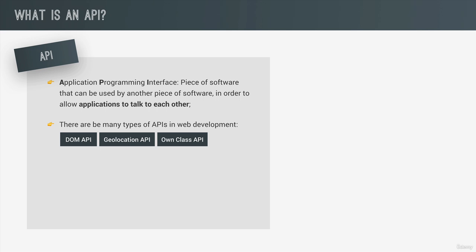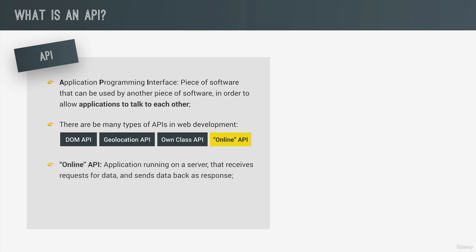But now let's talk about the important type of API that we are actually interested in when we use AJAX. And that are APIs that I like to call online APIs. So an online API is essentially an application running on a web server which receives requests for data, then retrieves this data from some database and then sends it back to the client. So just as we saw in the last slide, right?